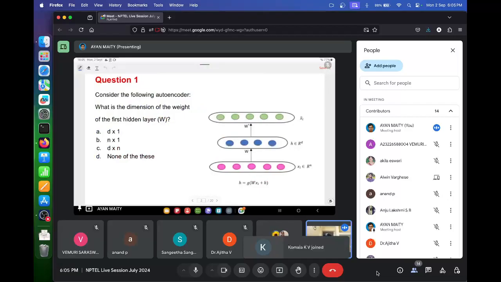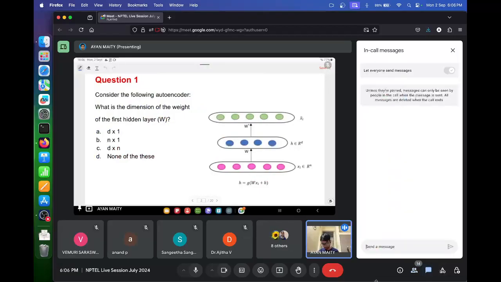And this is the first question. Consider the following autoencoder. So this is the autoencoder. What is the dimension of the weight of the first hidden layer, W? Four options are given: D cross 1, N cross 1, D cross N, none of these. And the hidden layer is calculated as H equals G of W xi plus B. So you have to find out the dimension of this W if we use this formula to compute the hidden layer. You can write your answers in the chat.